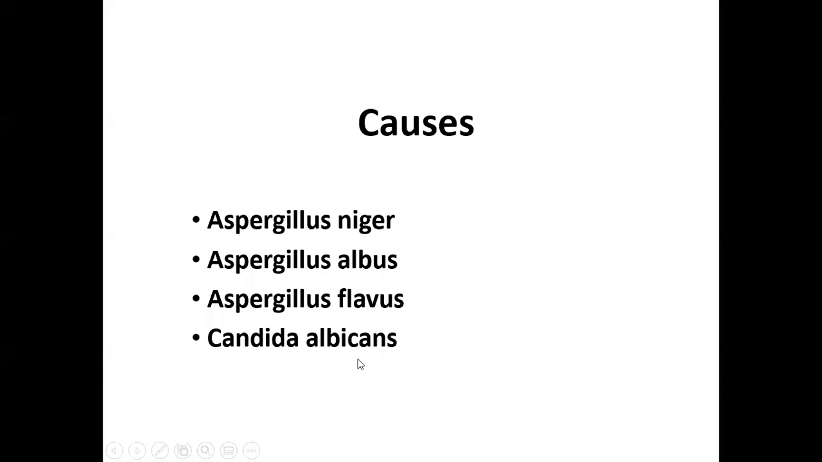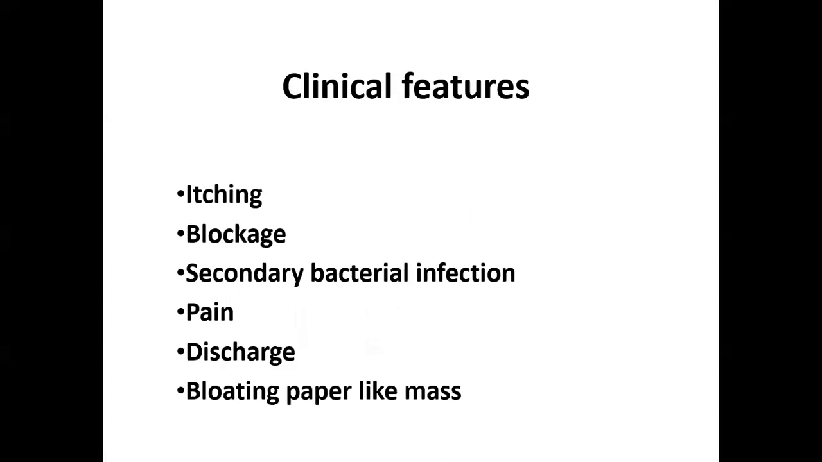And the third and fourth thing is Candida albicans. This is also very common. So two things are common, Aspergillus niger and Candida albicans. Aspergillus albus and Aspergillus flavus are very, very rare, and at least I have not seen albus and flavus still in my life. I have seen Aspergillus niger and Candida albicans, very common.